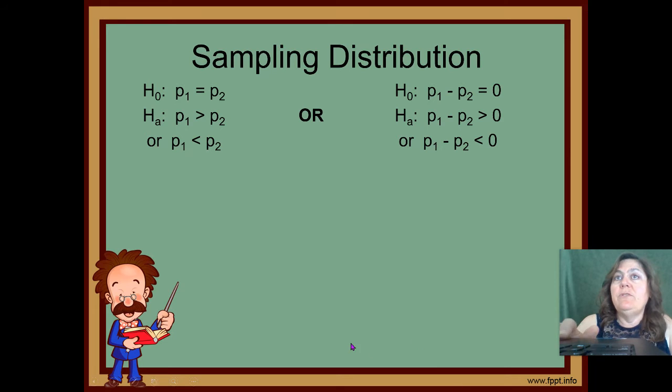So either your proportion, you set it up like this, that they are equal, no difference, or you could say when I subtract them, I get 0 because there's no difference. And then it's either right-tailed or left-tailed.